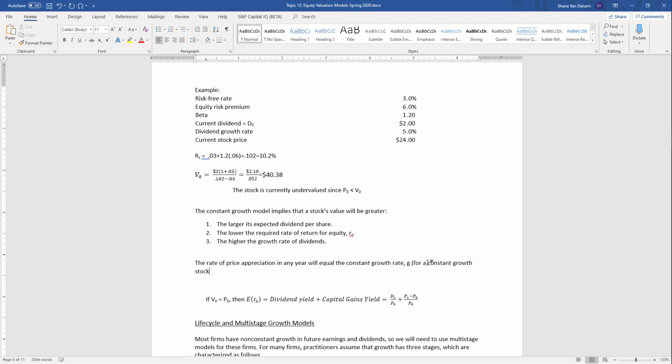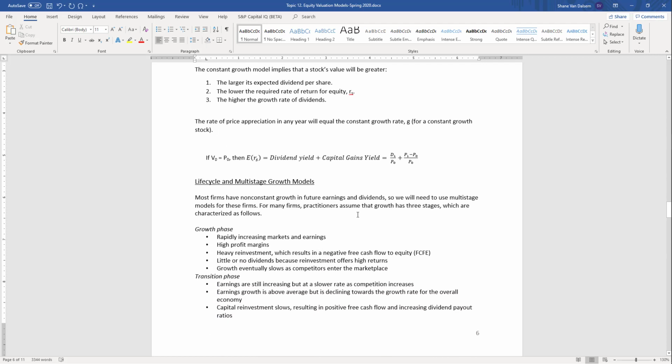For a non-constant growth stock, that's not the case. So if the stock is fairly valued, so the intrinsic value is equal to the market price, then the expected return on equity is equal to the dividend yield plus the capital gains yield, or D1 over P0, that's the dividend yield, and the capital gains yield is the expected change in price divided by the price today.